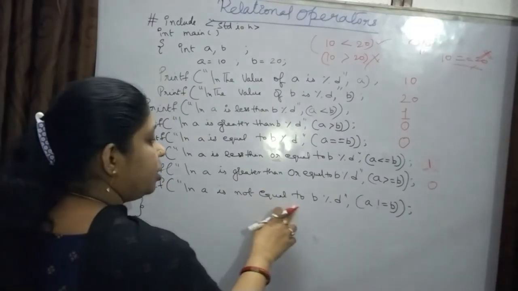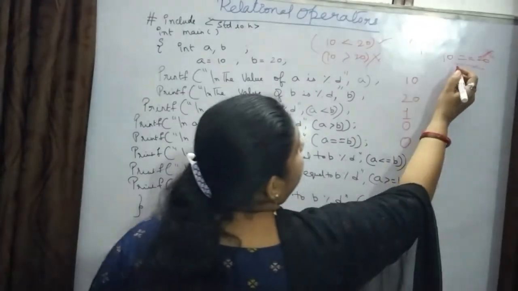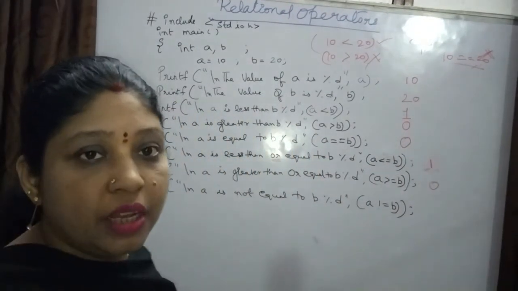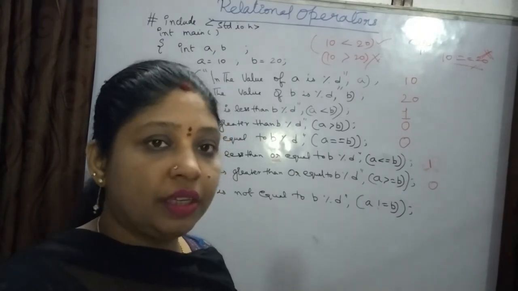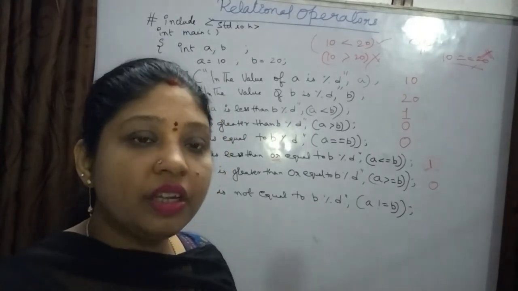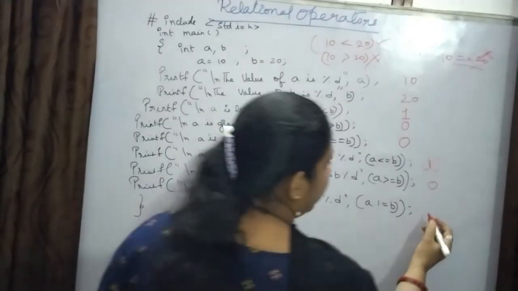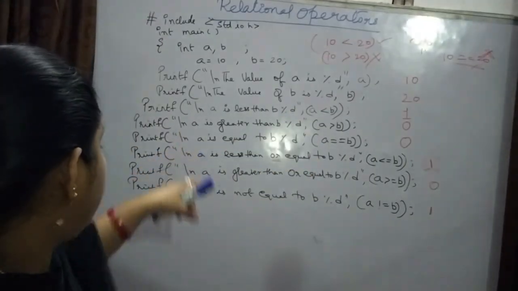Next, A is not equal to B. Just check it out. A is not equal to B. That means 10 is not equal to 20, no? So the condition is satisfied here. So the condition is true. If the condition is true, then it's going to return the value 1. Right? So these are the outputs for this program.